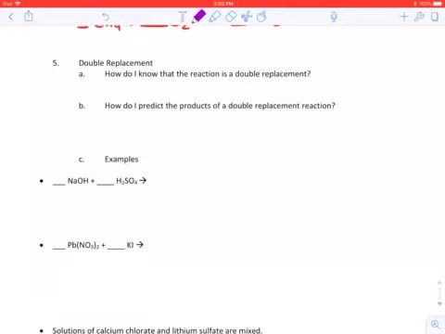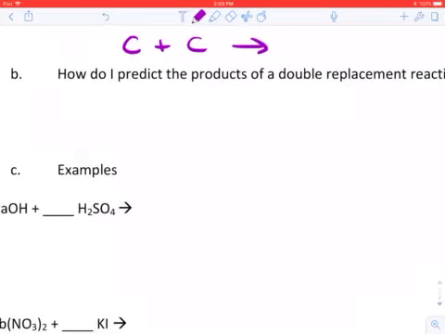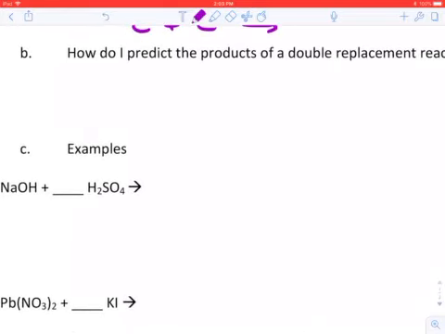Now switching gears just a little bit, a double replacement reaction. So how do we know we have a double replacement reaction? Well, we have a compound plus a compound on the reactant side, and this is the only one that does that. How do we predict the products? Well, this one doesn't have as many steps as single replacement, but there are a few steps.